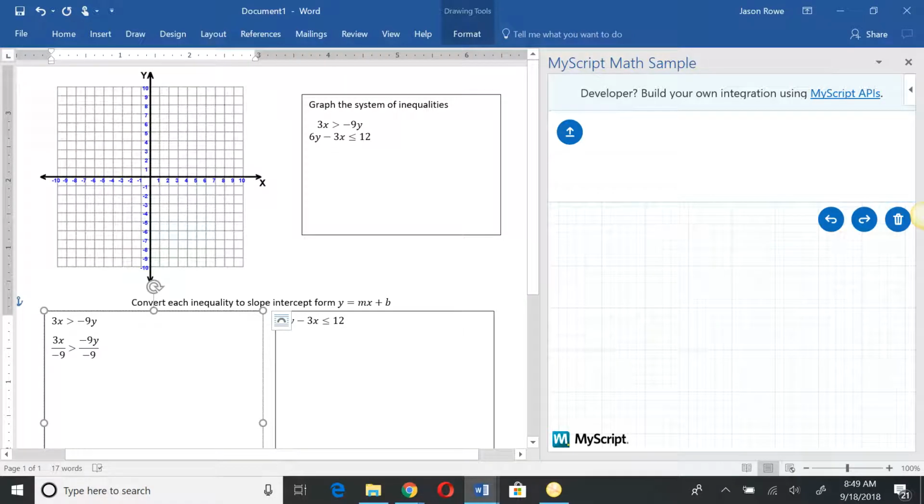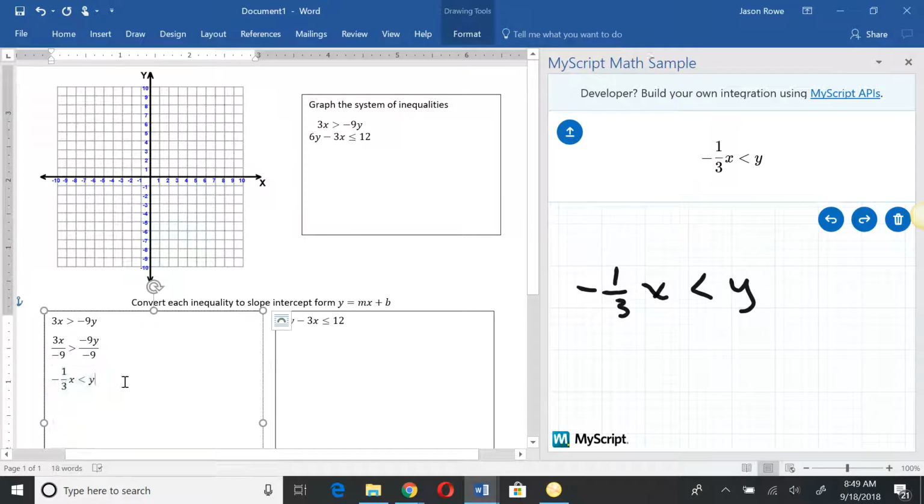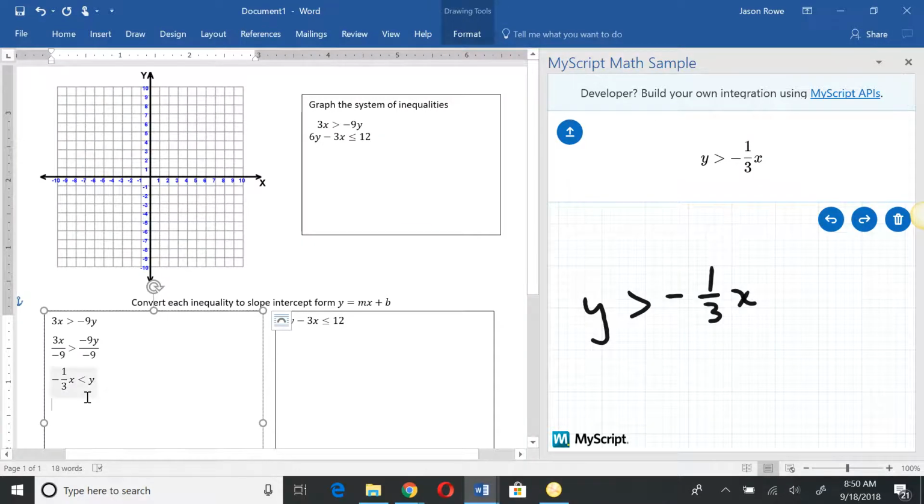So what we end up with is negative 1/3 x, and we're going to flip that inequality. And so that's our inequality solved for y, slope-intercept form with an inequality. I'm going to flip it around so that we have y is greater than negative 1/3 x. Remember, the alligator needs to eat the same thing. The alligator is eating y, so we flip it around so he still eats y. So there's our inequality in slope-intercept form.